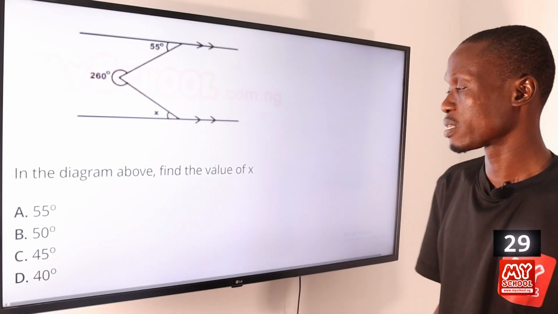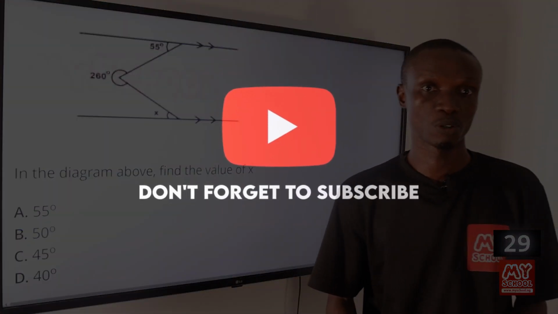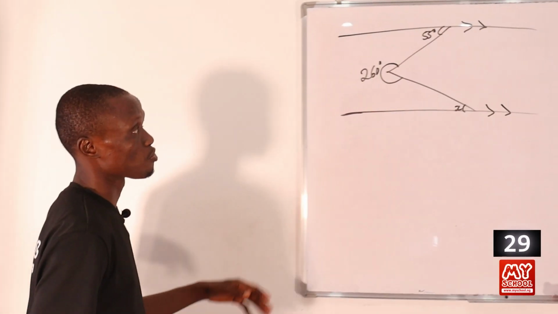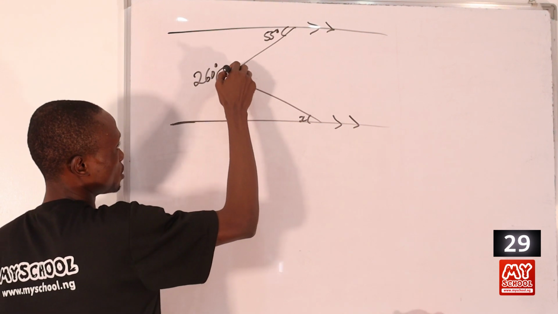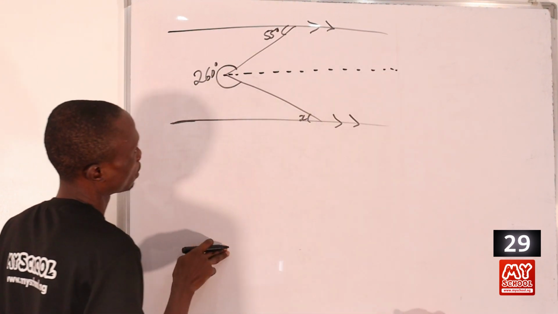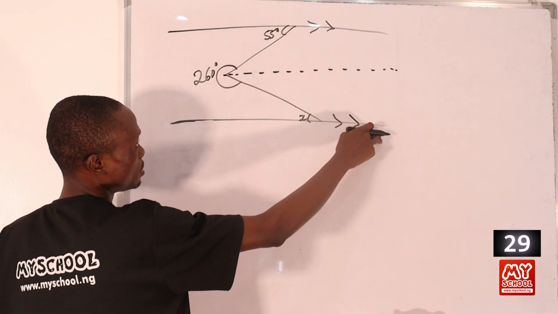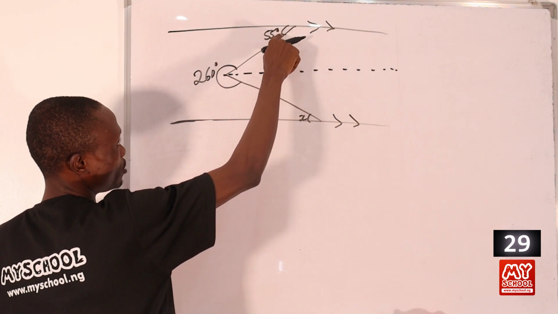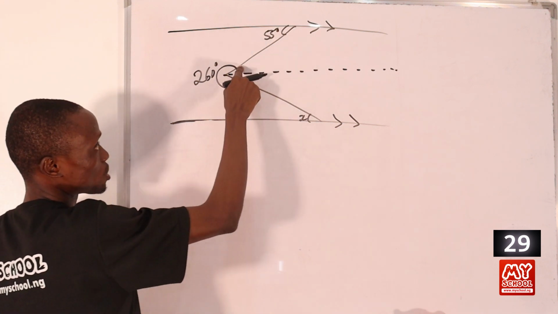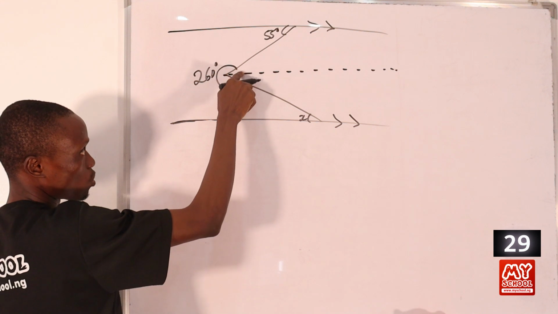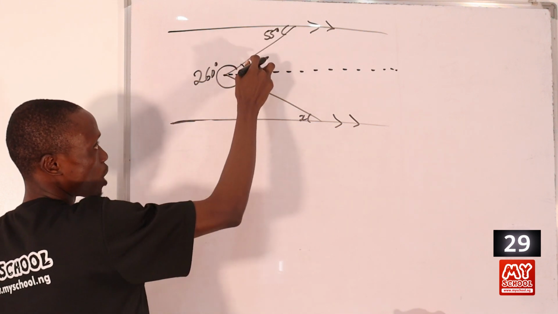Question 29. In the diagram above, find the value of x. This diagram has been sketched on the board, so let's move over to the board to provide answer to this question. If you are given a question of this nature, what you simply do is to draw a line from this part to here. Since this line is parallel to here, the angle that we have here is also equal to the angle that we have here. So this 55 degrees is alternate to the angle that we have here. So this angle is also 55 degrees, based on the fact that these two angles are alternate to each other.